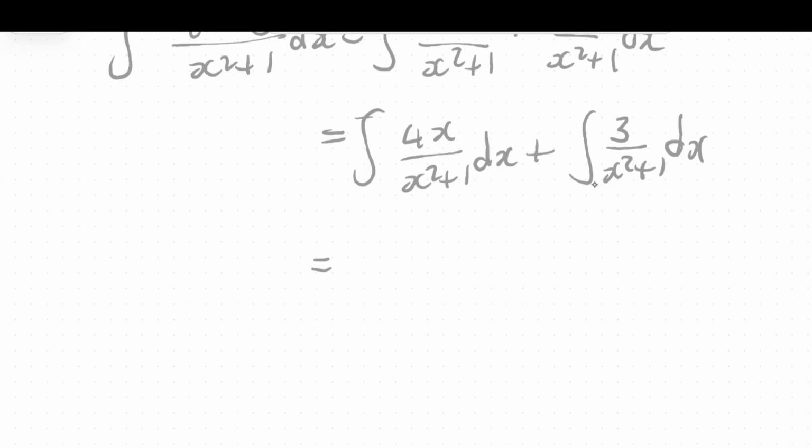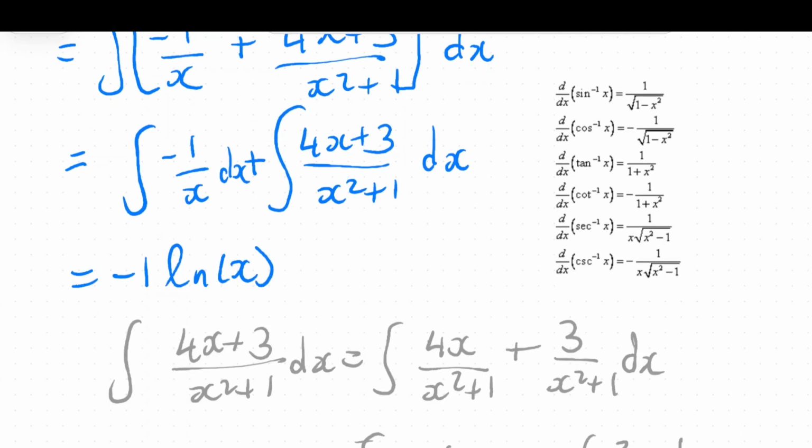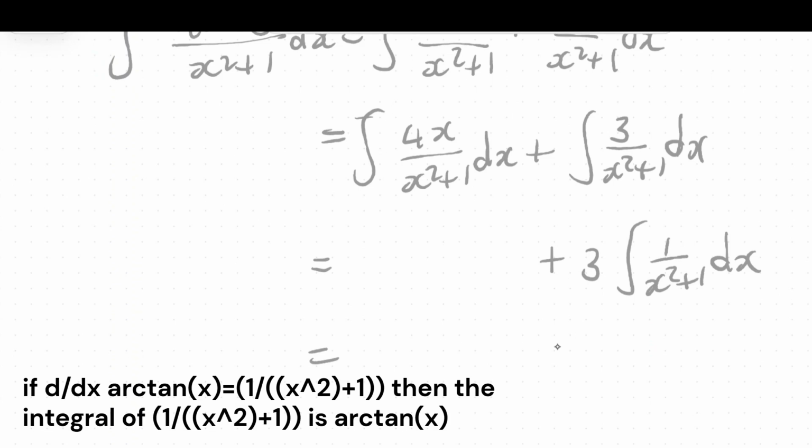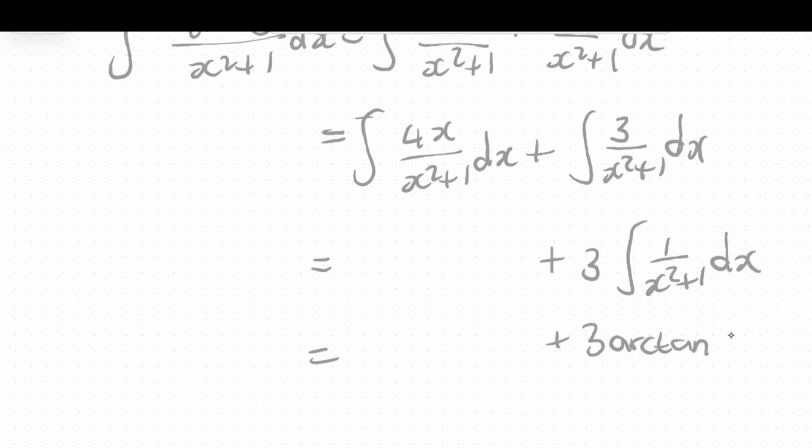We can see that this would give us 3, because we can remove the 3 to say the integral of 1 over x squared plus 1 dx, which would give us, if we remember, going back to the functions, arctan, because 1 over 1 plus x squared gives us arctan. So that's going to give us 3 arctan of x.